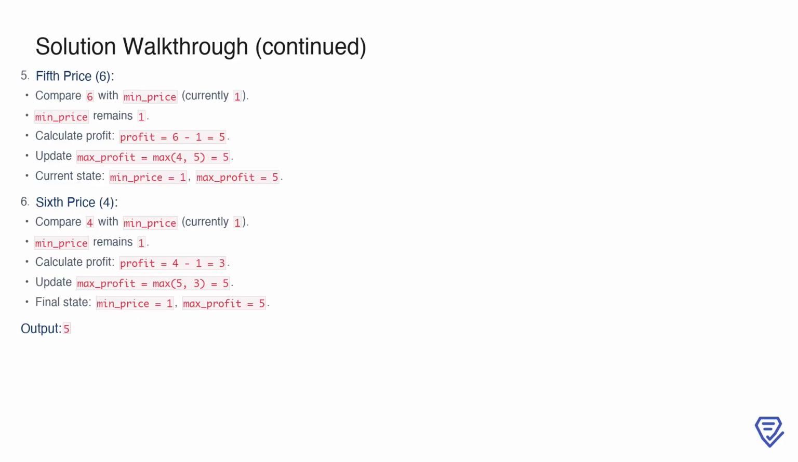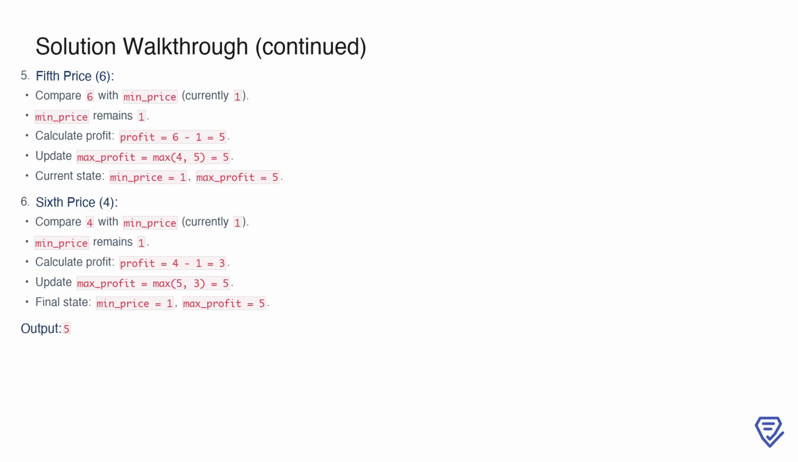On day 5, the price rises to 6. We compare 6 with the current min_price, which is 1. Since 6 is greater, the min_price remains unchanged. The profit is calculated as 6 - 1 equals 5. This time, the profit is greater than the current max_profit of 4, so we update max_profit to 5. The current state is now min_price equals 1 and max_profit equals 5.